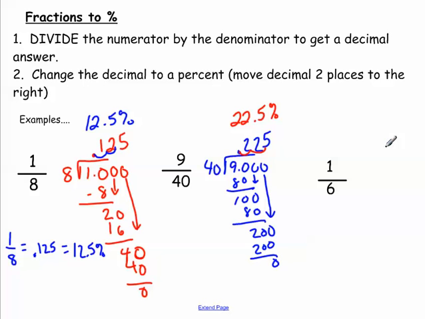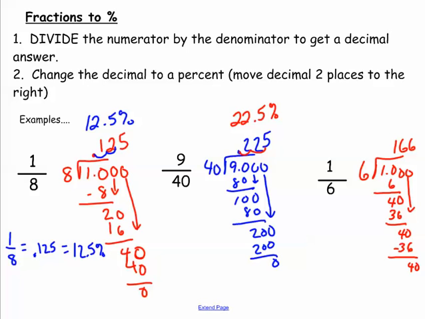And let's try one more. 1/6. So 6 goes into 10 one time. Bring down my 0. 6 goes into 40 6 times. Bring down a 0. 6 goes into 40 6 times again. Uh-oh. You see how I'm getting a repeating decimal here? All right, so I can stop because I know I have a repeating decimal here.